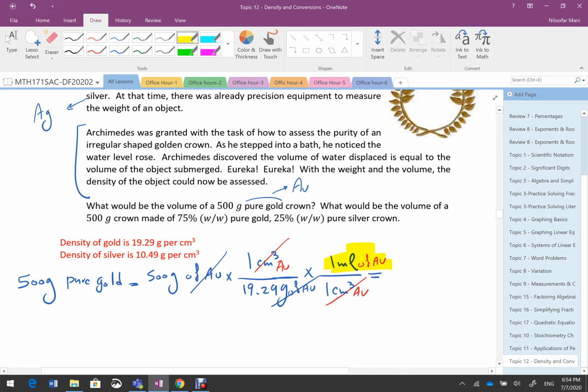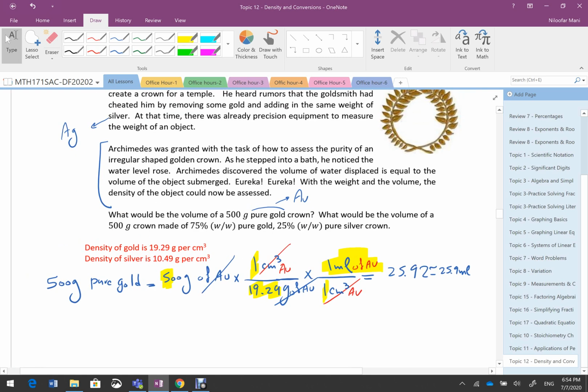So we can consider this, and this, and this. What is the answer? The answer is 25.92, which is almost 25.9 milliliter of pure gold.